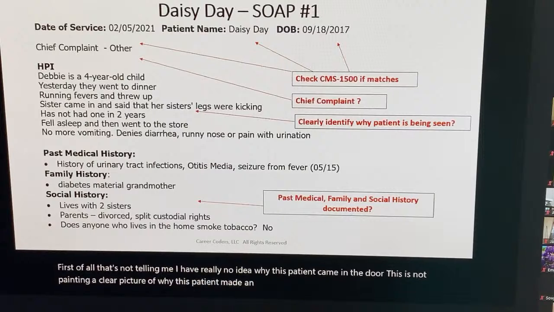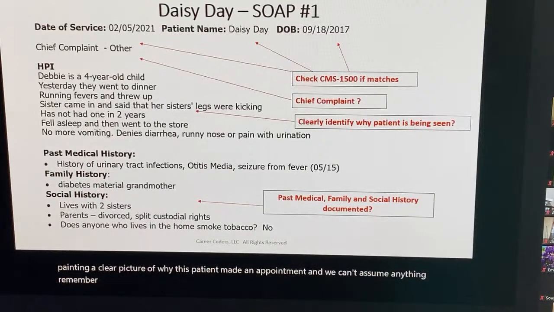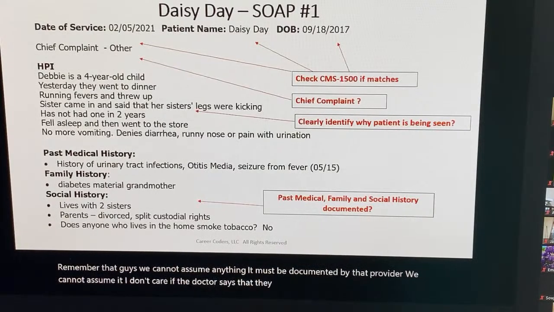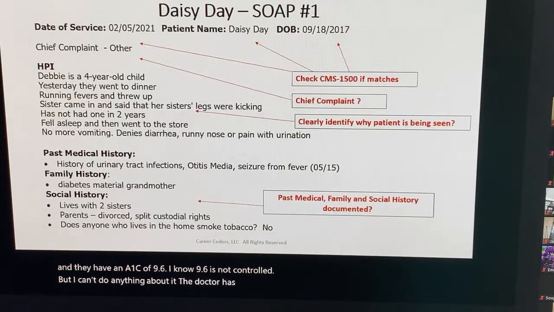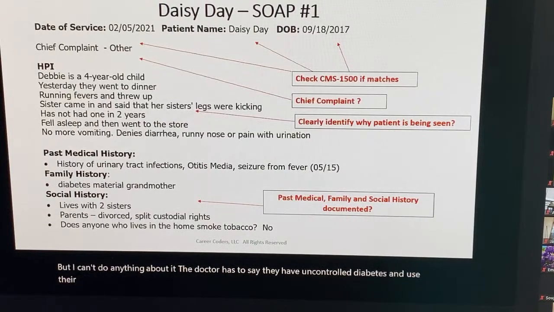And we can't assume anything. Remember that, guys. We cannot assume anything. It must be documented by that provider. I don't care if the doctor says that they are a controlled diabetic and have an A1C of 9.6. I know 9.6 is not controlled, but I can't do anything about it. The doctor has to say they have uncontrolled diabetes and use the appropriate diagnosis. So again, it has to be written by the physician.